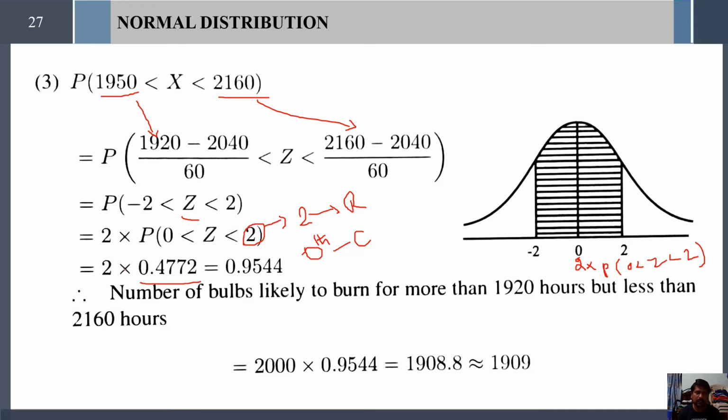Simply multiply this value by 2 to get the probability value, and multiply this probability value by 2000, which is the given lot, the number of bulbs. Then we get 1908, which is approximately 1909 bulbs. 1909 bulbs are there.